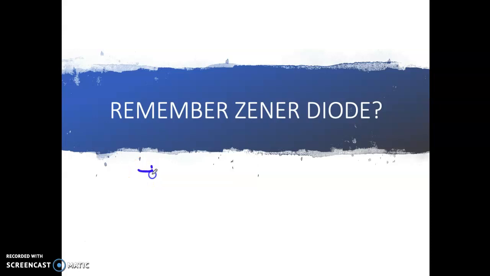The normal diode that you have is like this, right? Where your V gamma is equal to 0.7 volt. When it is reverse biased, there will be no current. At forward bias, there will be a current. But the Zener diode here is a special diode. Why do we call it a Zener diode?